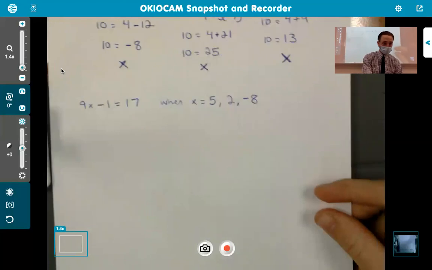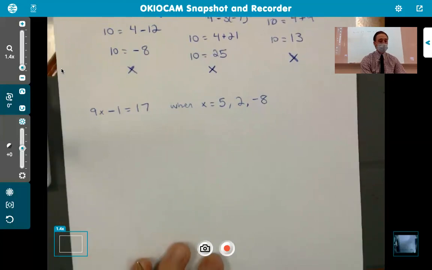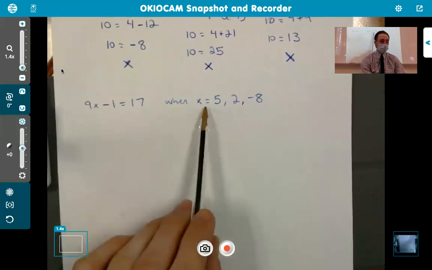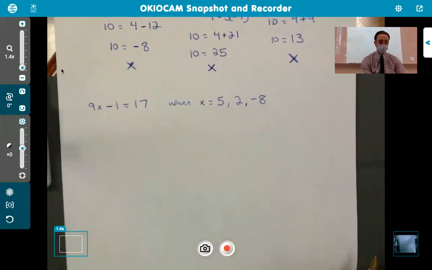All right. Let's take a look at another example. Totally different equation, totally different list of values to plug in. Okay. I have 9x minus 1 equals 17. And they want me to check, is 5 a solution? Is 2 a solution? Is negative 8 a solution? All right.